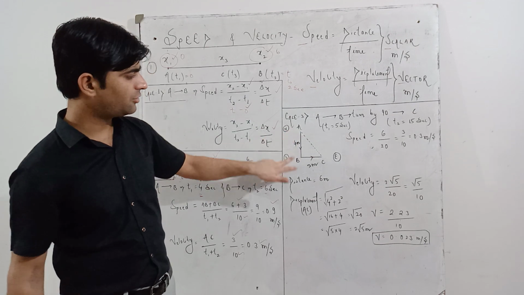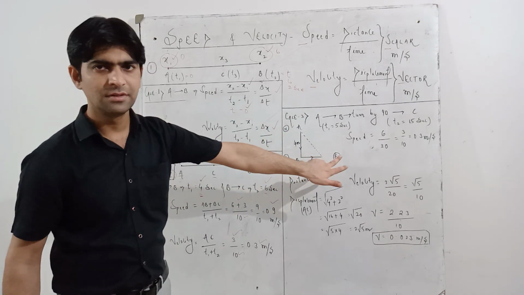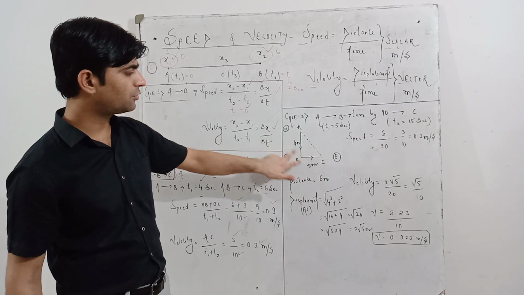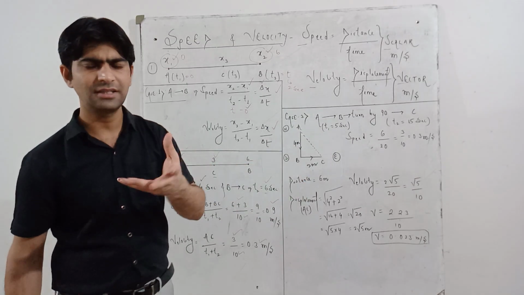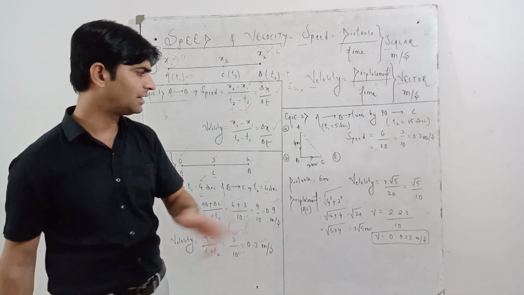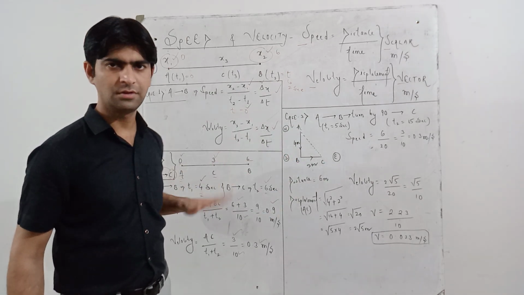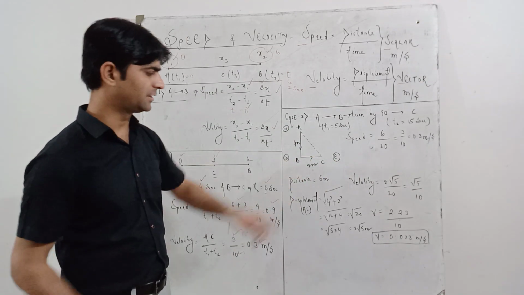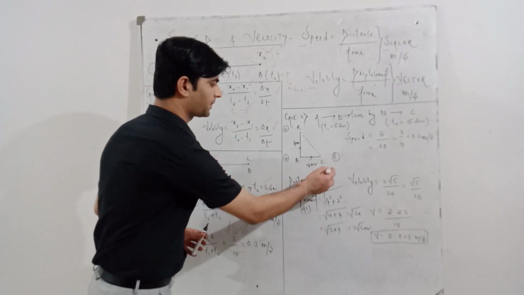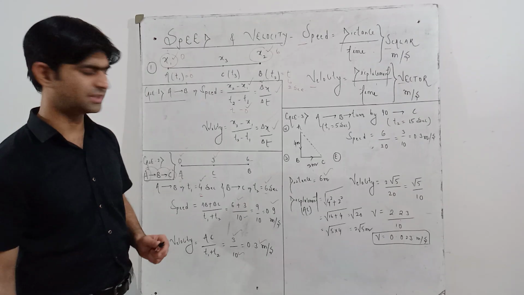We traveled from A to B and we turned from B to C. This is 4 meter, this is 2 meter. So distance, I think there is no doubt in distance. The distance traveled is 4 plus 2, that is 6 meter. Okay, this is 6 meter.